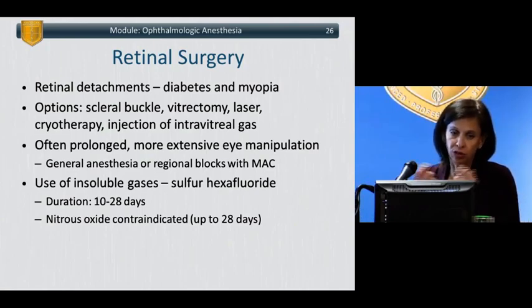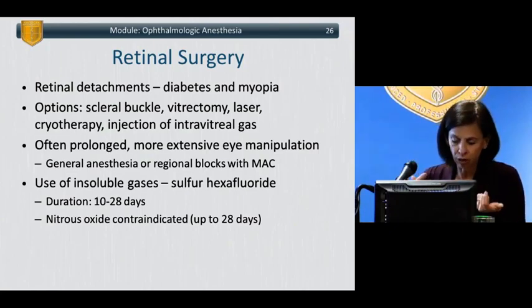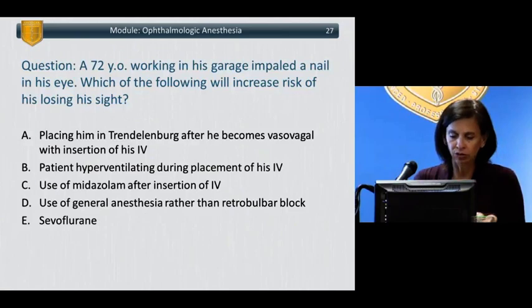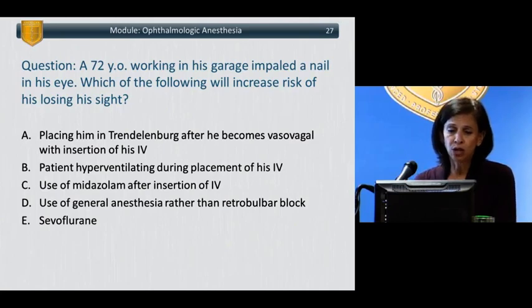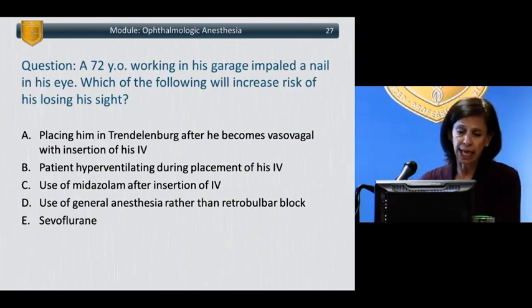Because nitrous oxide diffuses into the eye, it would expand the gas, it would increase the pressure, it would increase intraocular pressure, and it could theoretically lead to vision loss. Another question, a 72-year-old working in his garage impaled a nail in his eye. Which of the following will increase risk of his losing his sight?